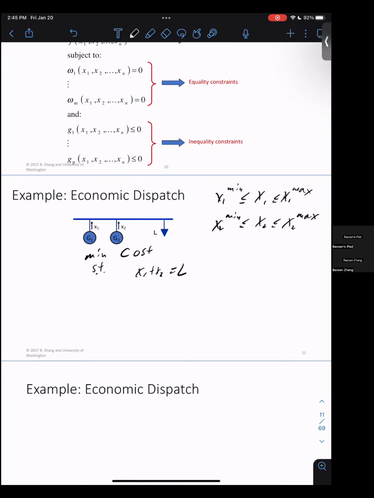And now to use the mechanism we're teaching in this class, you have to make all these things into that form. Okay, you have to write this type, something less than or equal to 0, something less than or equal to 0. In this case, you write x1 minus x1 max less than or equal to 0, x1 min minus x1 less than or equal to 0. Okay, so this is how you would write the inequality constraint.